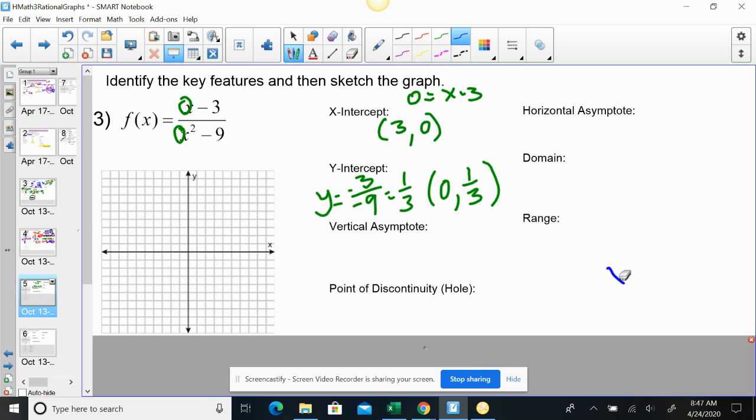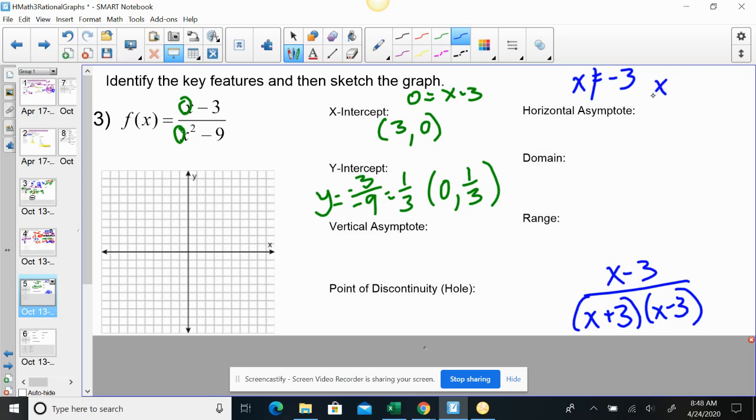So can't factor the top. The bottom is a difference of squares, so x plus 3, x minus 3. So I know my restrictions now. What plus 3 is 0, negative 3. What minus 3 is 0, positive 3. So these denominator factors give me my restrictions. So x cannot equal 3, which means I do not have an x-intercept at 3.